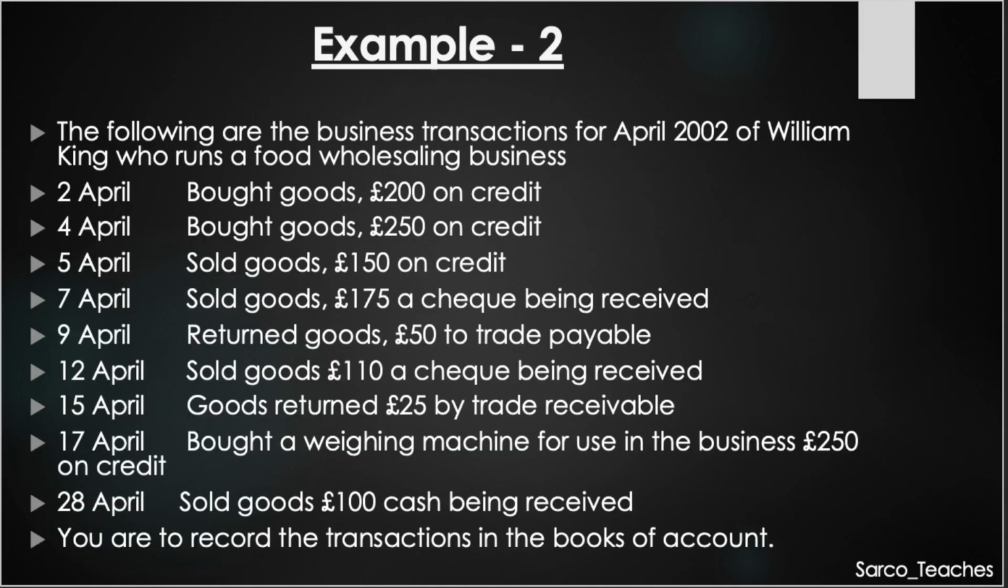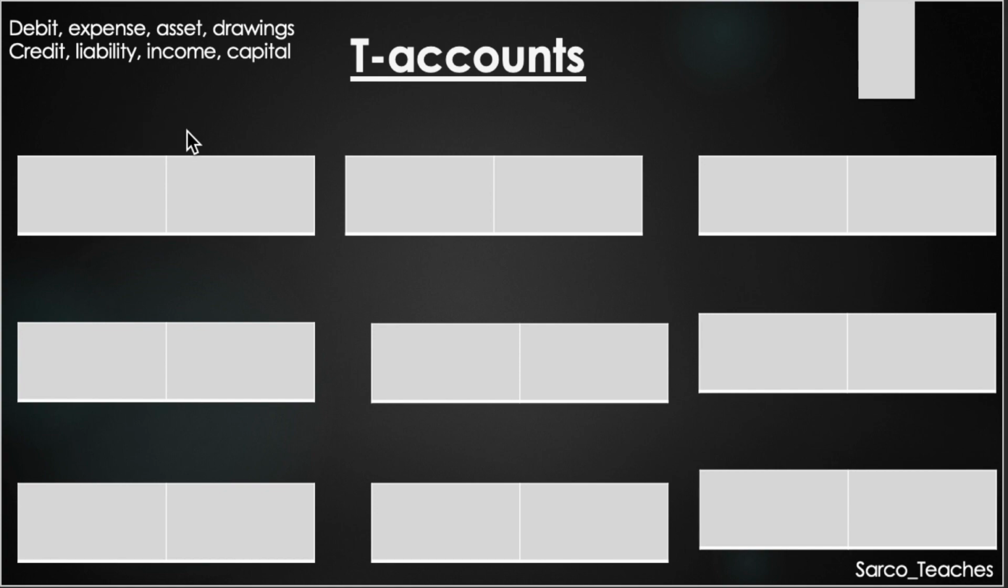Alright, so this is the second example. The following are the business transactions for April 2002 of William Kings, who runs a food wholesaling business. 2nd of April, bought goods 200 on credit. If you don't know what credit means, it means buy now, pay later.